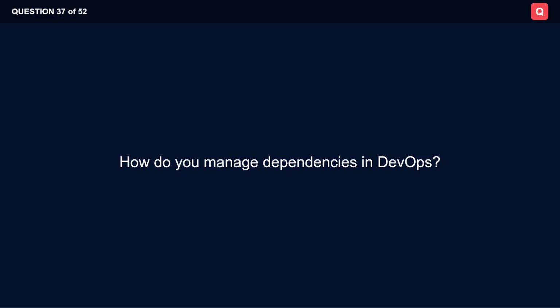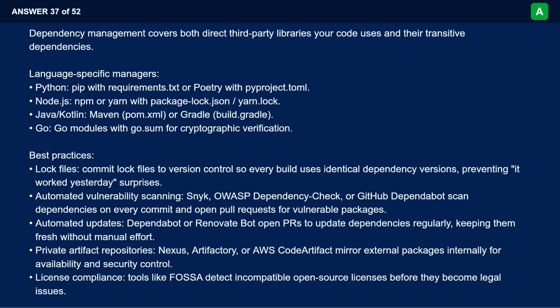How do you manage dependencies in DevOps? Dependency management covers both direct third-party libraries your code uses and their transitive dependencies.